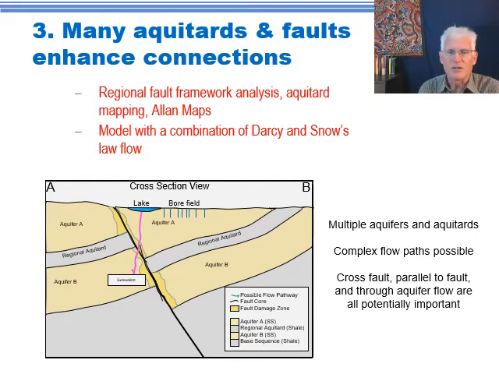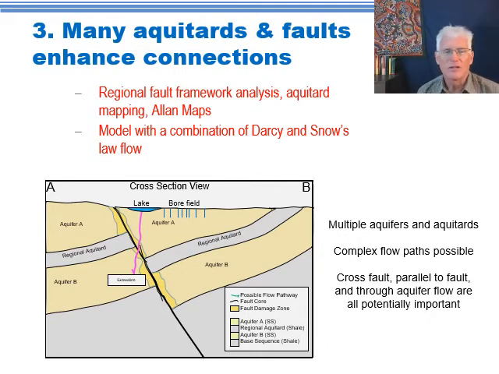Then the third situation is where you've got many aquitards or faults causing complicated connections. So in this case, we have a surface lake, and it can drain down into an underground excavation by passing through what's labeled as Aquifer A. It can pass through the damage zone along that fault, can pass through the fault zone onto the other side, through the damage zone, and through Aquifer B and enter the excavation. So a complex flow path is possible.